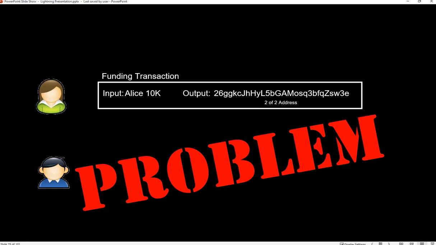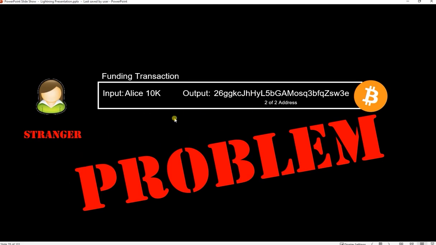What do you think the problem is with this situation? This simple example may be a little bit too simple when explaining it. The problem is she doesn't know Bob. He's a stranger. Okay, she just put $10,000 of her Bitcoin and locked it into an address that he has co-control over. What happens if Bob ghosts her?